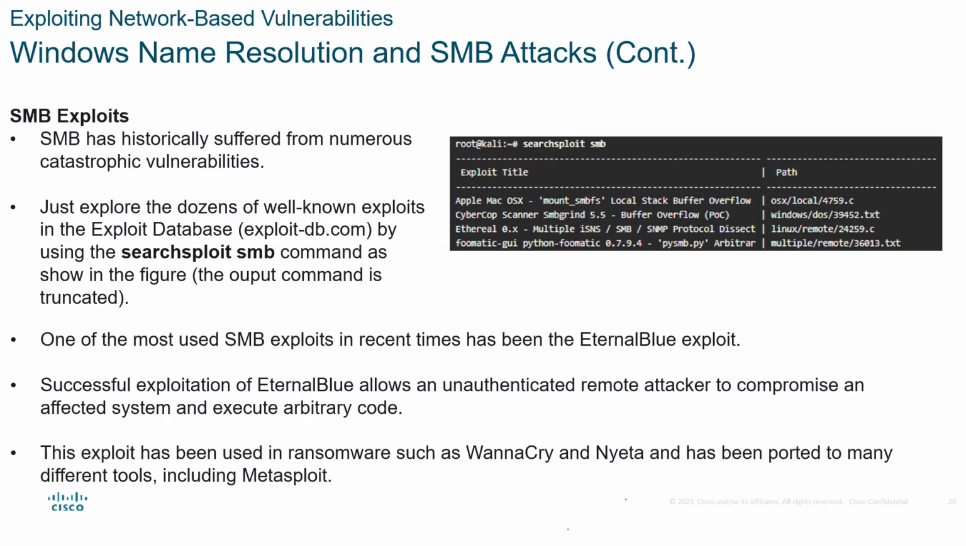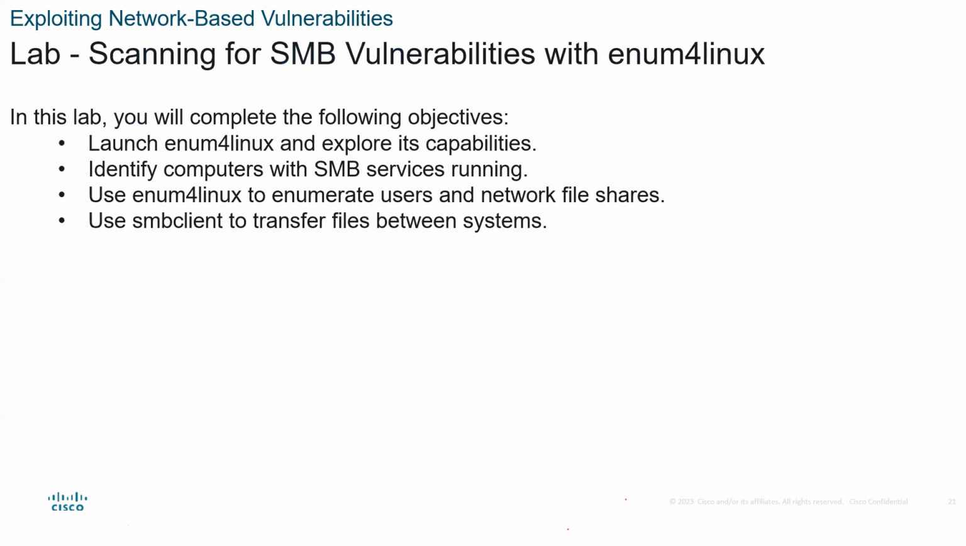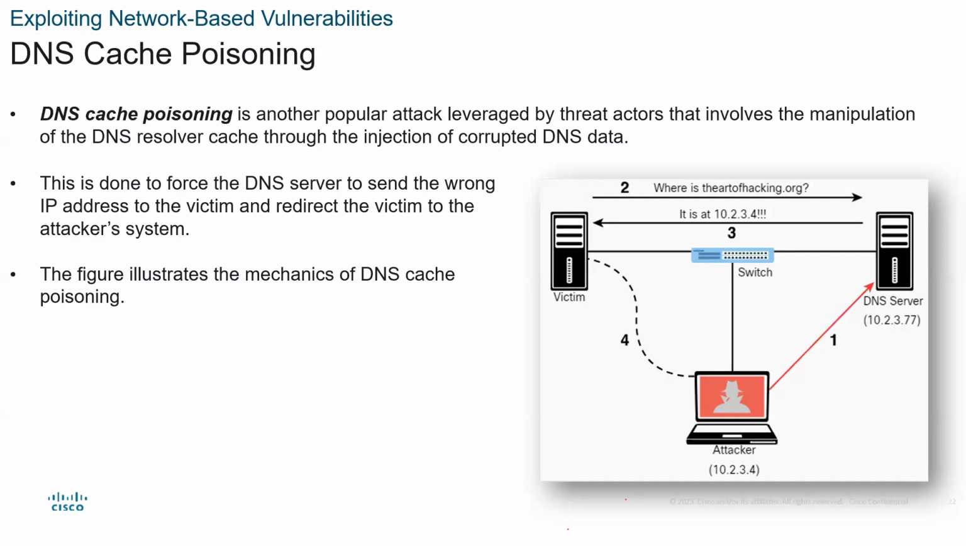Somebody was attempting to ask a question yesterday whether I should show you how attacks happen, and I like what one of you said: please do it ethically. So the safest way, honestly, is to build your lab and launch all of this. The lab is to launch enum4linux and its exploit capabilities, identify computers with SMB services running, use enum4linux to enumerate users and network file shares, then use smbclient to transfer files between systems and see how these files are actually transferred. There's a lab manual for it with the details of how that happens.